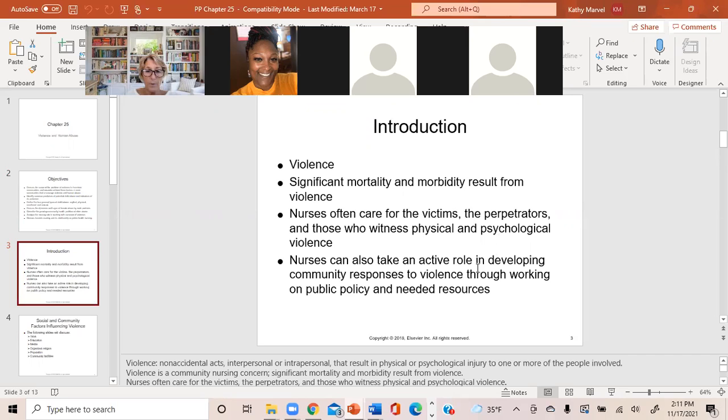We can take an active role in developing community responses and resources to violence through working on public policy and needed resources. A couple of years ago, I was a victims advocate for our local, pretty big police department. So I would go out on calls for domestic situations, which a lot of times included violence. It was incredibly hard, really hard. But with this last bullet, nurses can take an active role in developing. If you can, get involved. There's a lot of stuff that goes on in the community.